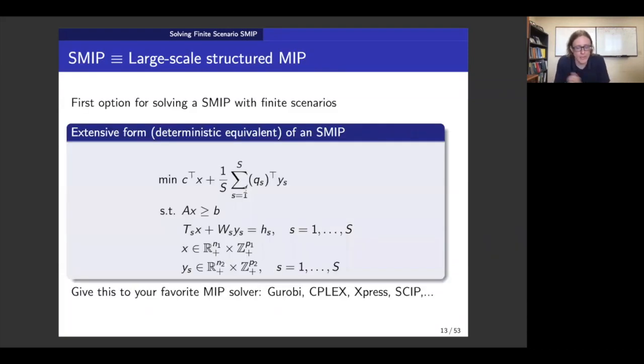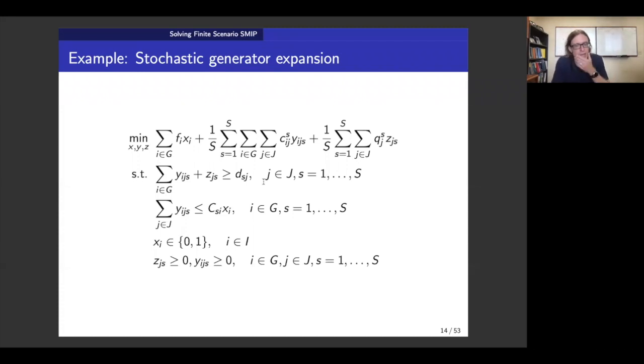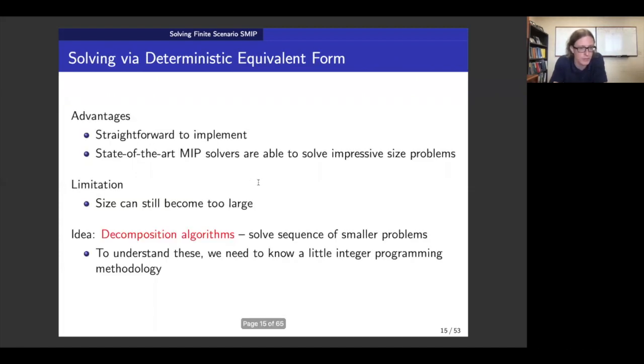Just to go back to the example, this is the general way you would write one of these deterministic equivalent forms. For that generation expansion example, this is what that would look like. My first stage variable is X, which is choosing which generators to build, and that stays the same, and that cost term stays the same. But for all those variables that were based on different scenarios of what might happen in terms of my demands and my capacities, I'm going to introduce a scenario index. Where I had Yij, it now becomes Yijs, saying that if this is what happens in the future, then I'm going to respond in that way. So it depends on the scenario S. Likewise for the shortfall variables, the Z's. And all my constraints just get repeated for all the scenarios as well. That's what that looks like, and again, you can just give that to your favorite solver.